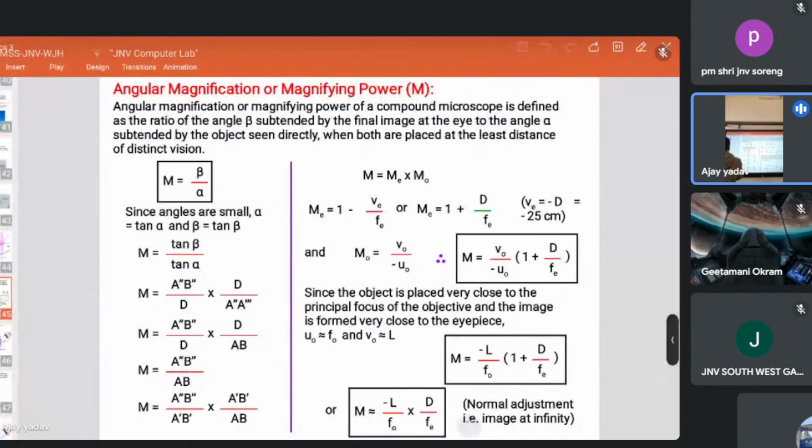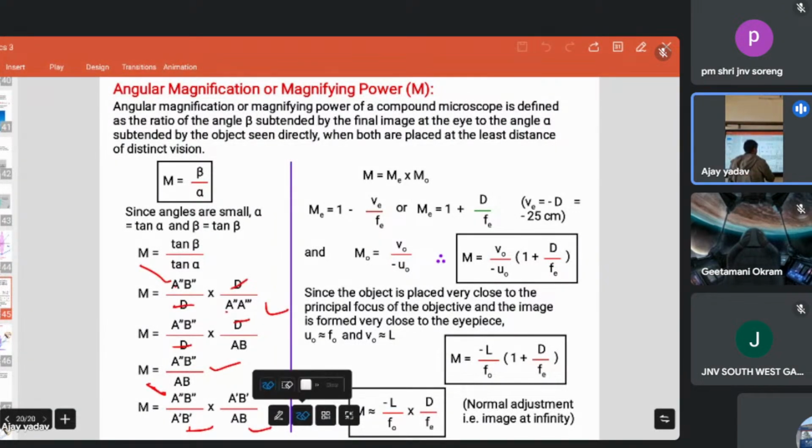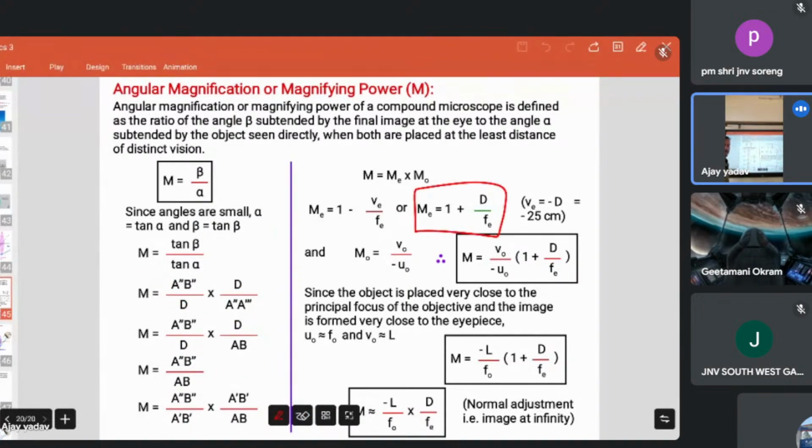So M_E, what is M_E? Magnifying power of the eye lens, as we derived in the simple microscope, is 1 plus D by F_e. And the magnifying power of the objective lens is V_O by U_O. So we put it here, and this is the required relation: V_O upon minus U_O, times 1 plus D by F_e. We can also assume, this is the assumption, U, the object distance for the objective lens.